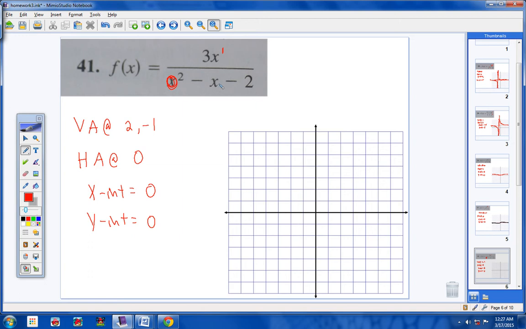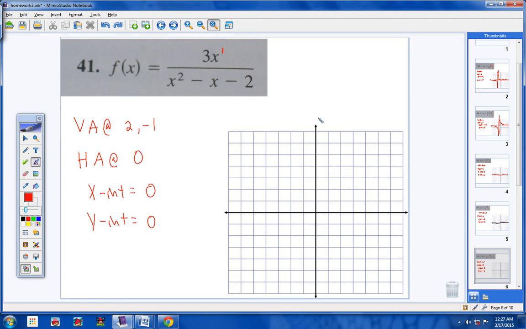So we have 0 squared minus 0 minus 2, which gives you a negative 2. And 3 times 0 right here is 0. So 0 over negative 2 is going to be 0. Now, pretty much, again, just the same thing over and over, okay?